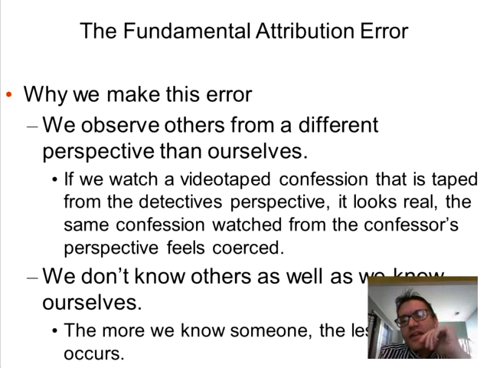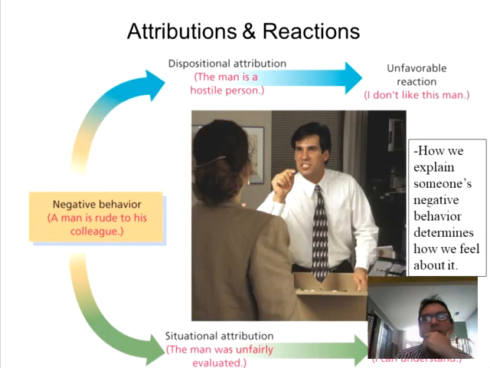In a really interesting study, they videotaped a confession to a crime, and they taped it from two different directions. One from the direction of the detective seeing the person being questioned, and one from the direction of the person being questioned to the detectives. And it was pretty straightforward. From the detective's perspective, it felt real, it felt dispositional, and from the suspect's perspective, it looked fake and coerced. So it's a pretty powerful thing that you can simply flip the cameras around and get a different perspective, and the attribution decreases.